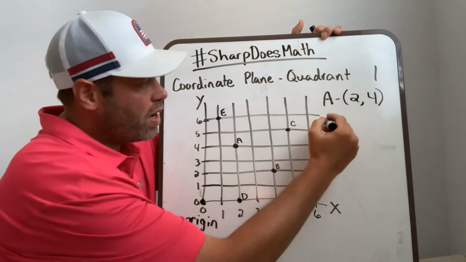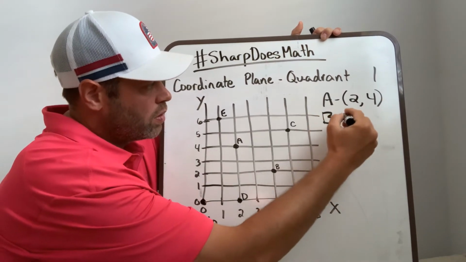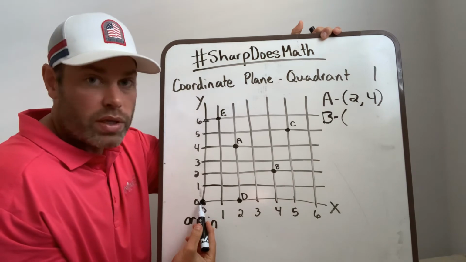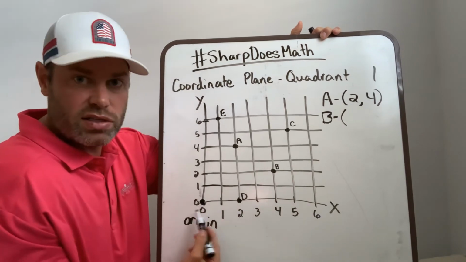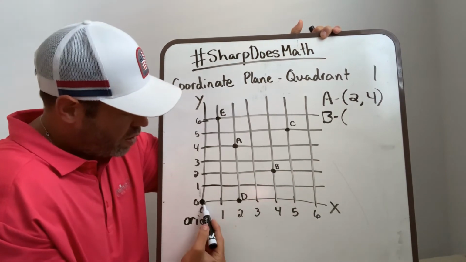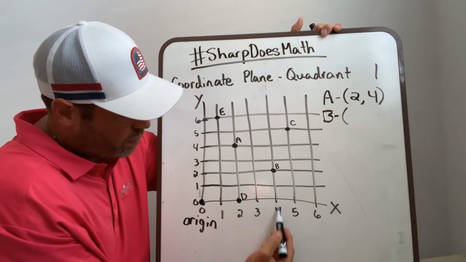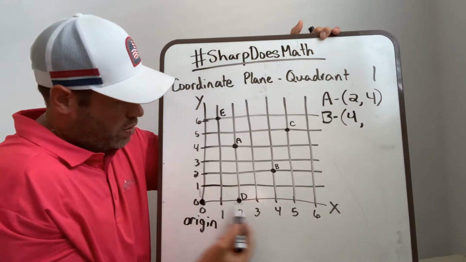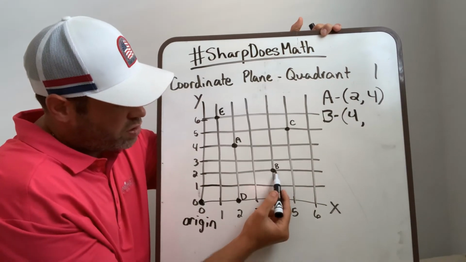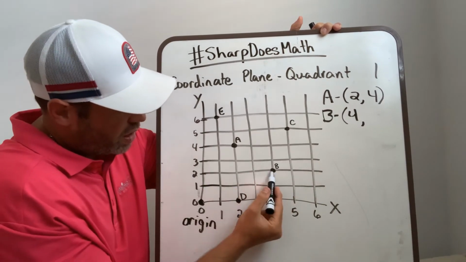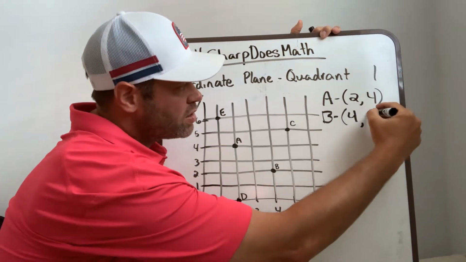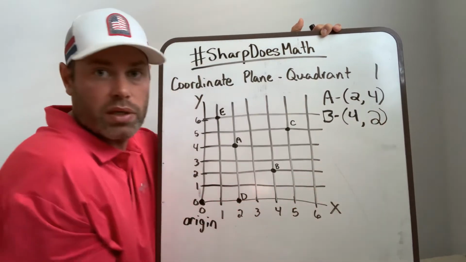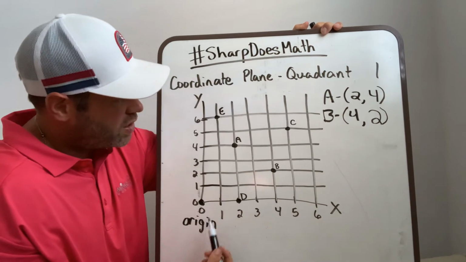So if I were going to write for B now, always go to the right first. Use this x-axis first. So for B, here's B. I'm going to go to the 4. So my first point is 4. And then I go up 1, 2, and you can see B is located on the 2 on the y-axis. So B is 4, comma 2. Let's look at C.